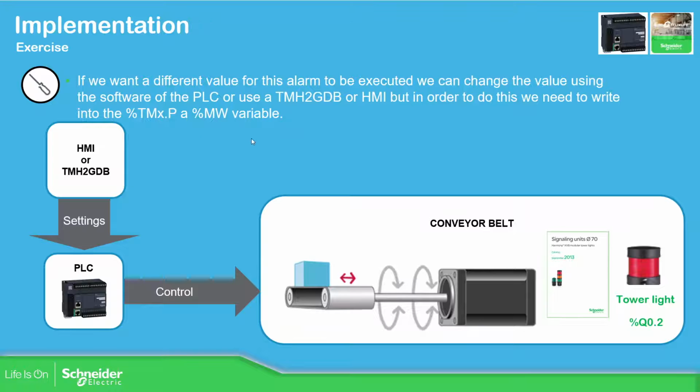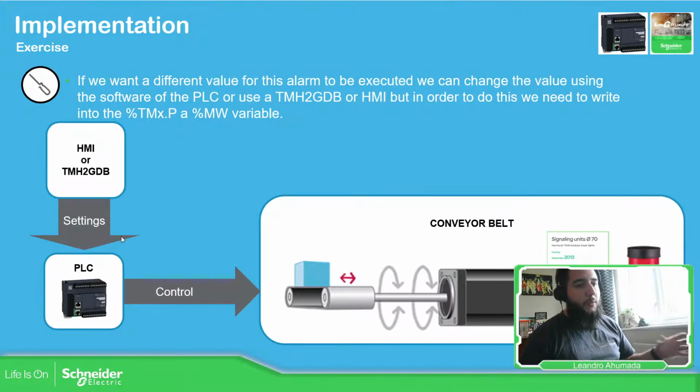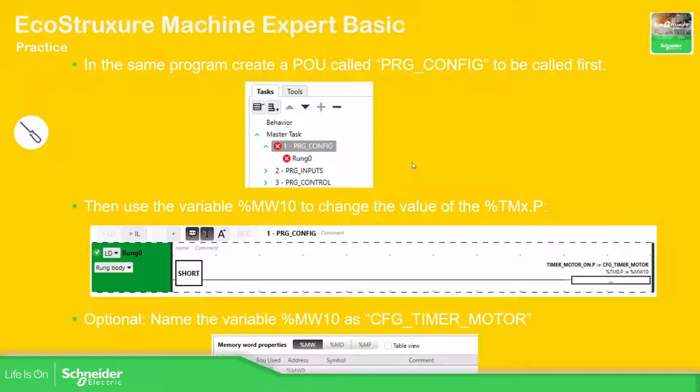Okay, so now, as I explained before, if we want to use a different preset, a dynamic preset that can be changed, we need to link a %MW variable so we can override the preset that the timer has with a variable that we have. So in this case, we can imagine that we are going to use the TMH2GDB, which is the graphic display, or an HMI, to access the %MW of the PLC to change the preset. So this is what we're going to do. What we're going to do is to create a POU, PRG_CONFIG. I'm going to create a new variable, the %MW10, to access the preset of the timer. So let's do that.